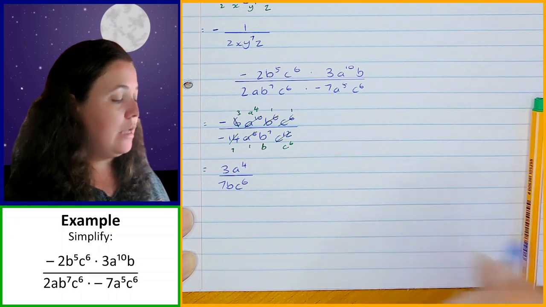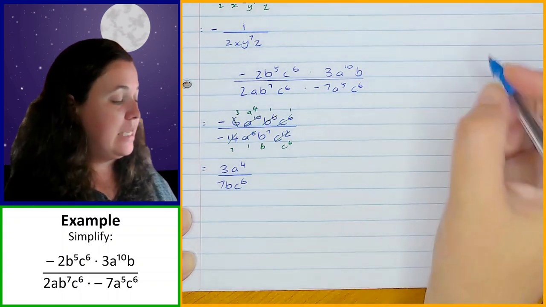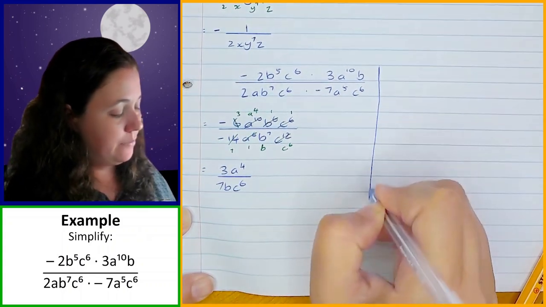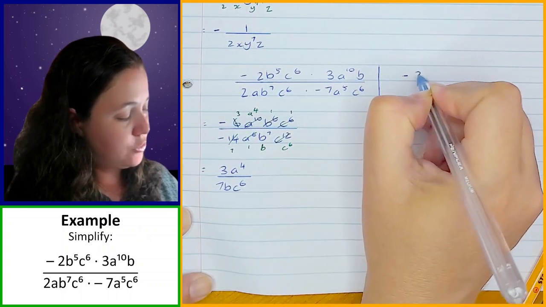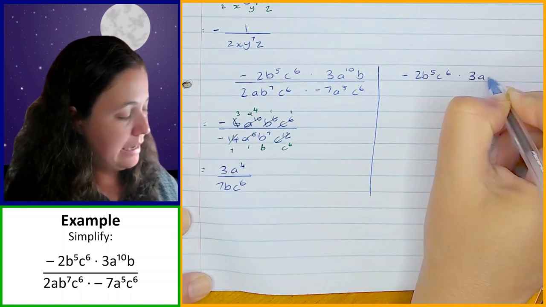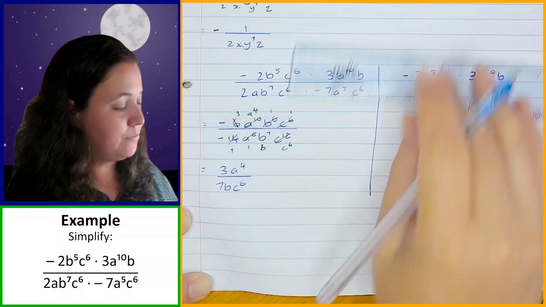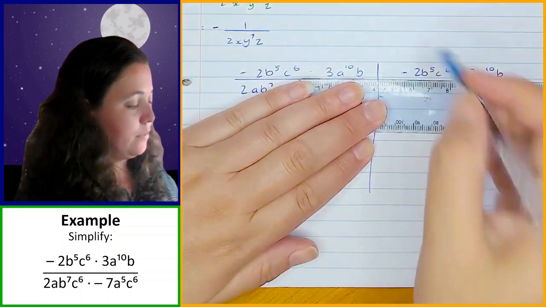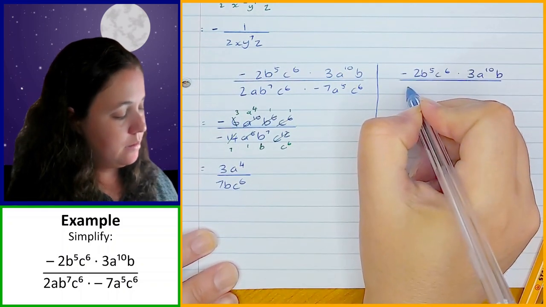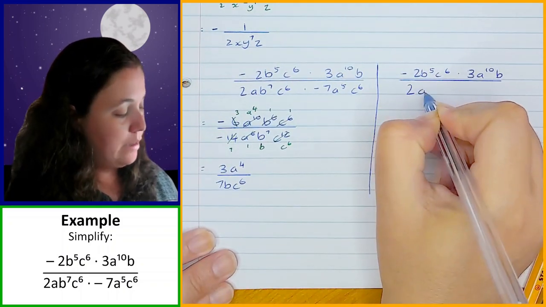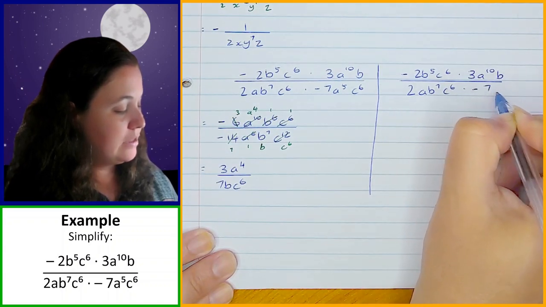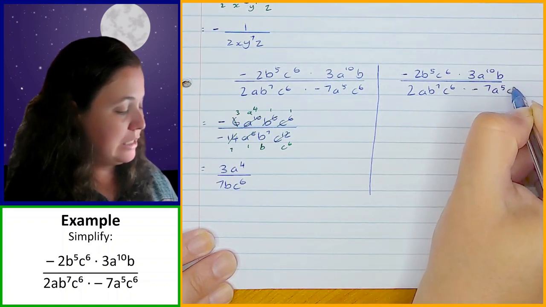Okay, so now let's have a look at the other way of doing it, and that is to simplify straight away. Okay, so I'm going to do that over here. So I start with negative 2 b to the power of 5 c to the power of 6 times 3a to the power of 10b, over 2ab to the power of 7 c to the power of 6 times negative 7 a to the power of 5 c to the power of 6.